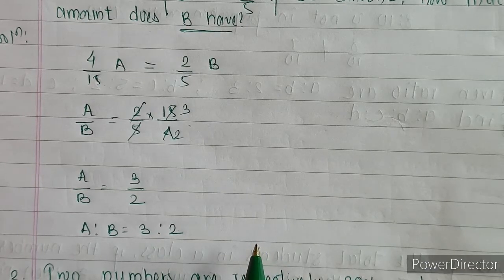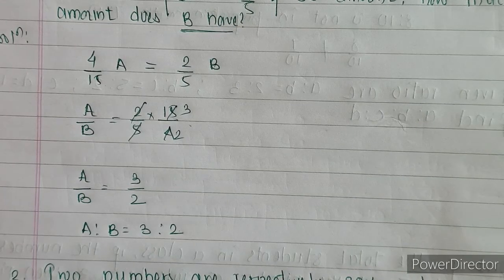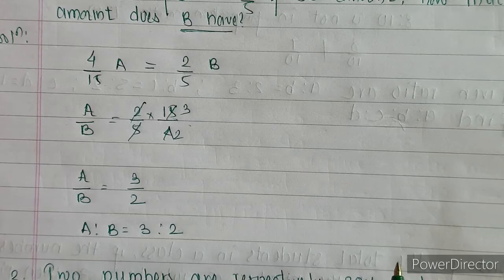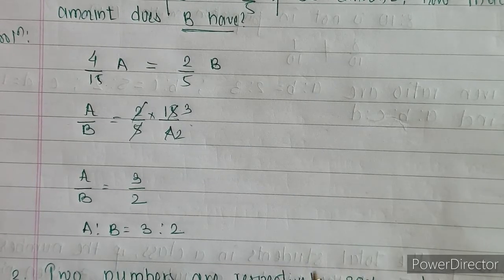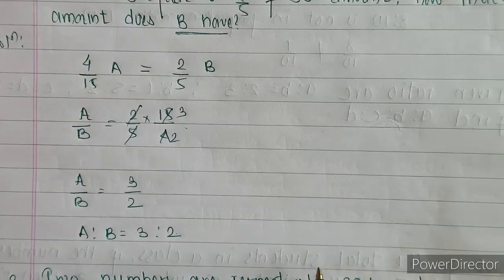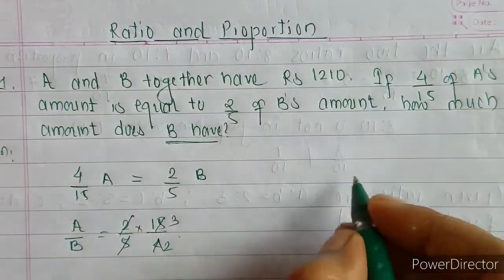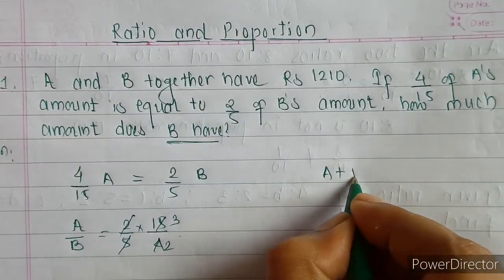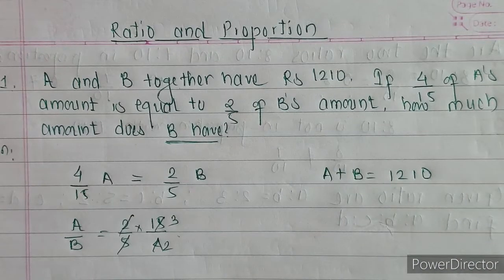Suppose we have 10 rupees and we are dividing that 10 rupees into 5 parts. What will be each of the 5 parts? 2, 2. So out of this 10 rupees, 3 parts will be of A's, so 6 rupees will be of A's and the remaining 4 will be of B's. But how much do they have in total? Total A and B, they have 1210 rupees, right?